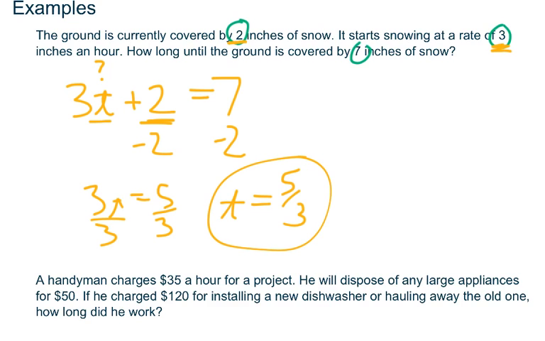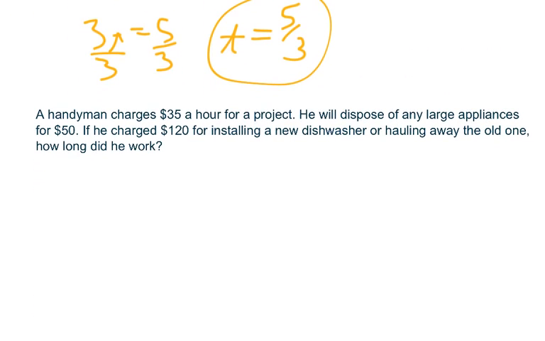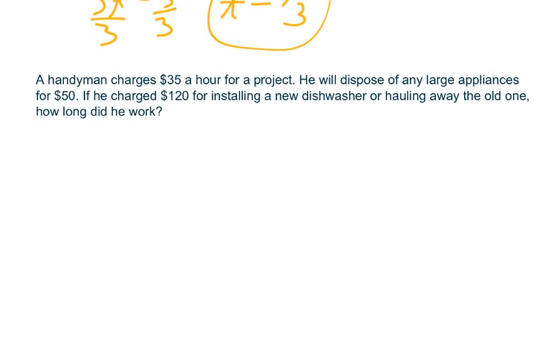That works. Finally, we have this example for you. A handyman charges $35 an hour for a project. He will dispose of any large appliances for $50. If he charged $120 for installing a new dishwasher and hauling away the old one, how long did he work? So again, we see 3 numbers, and we have to think which one is the coefficient and which ones are the constants. And so let's see here.